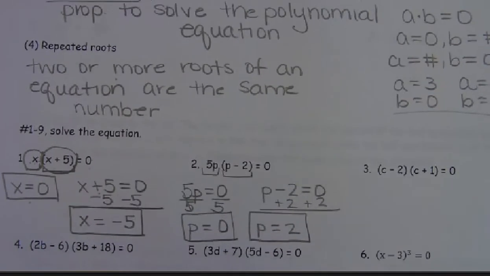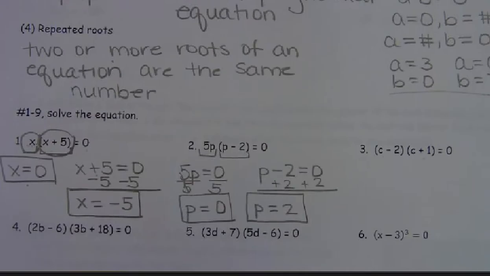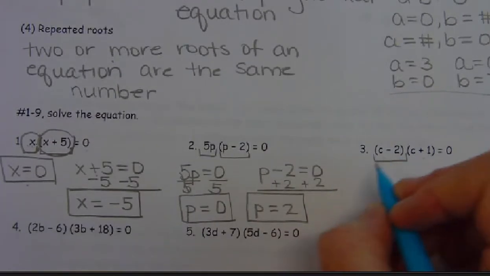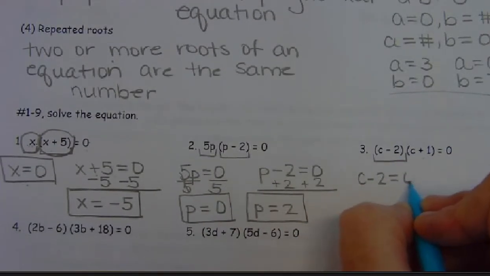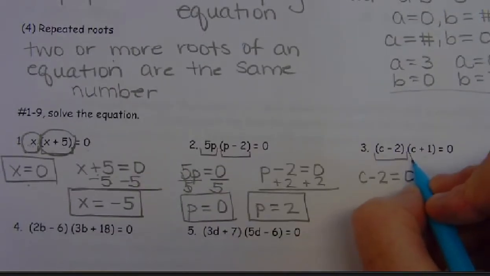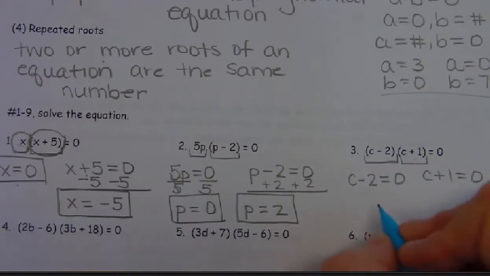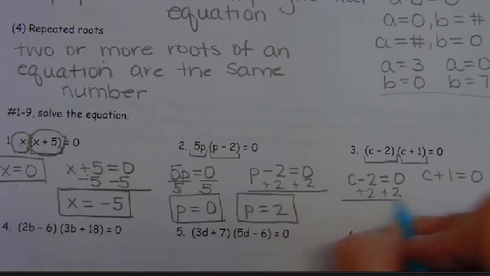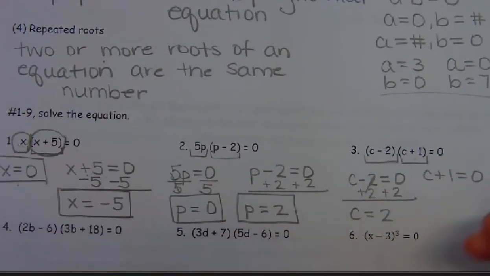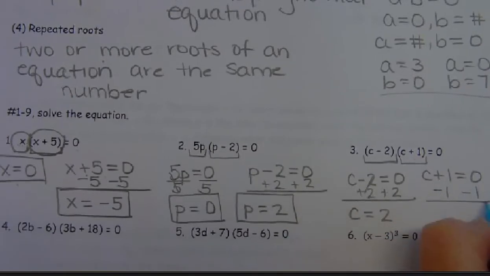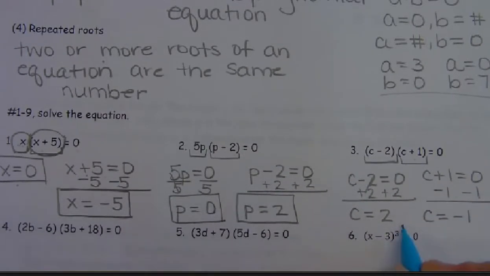So let's try another one. If you notice, these were monomials and binomials. Now I'm talking about a binomial and a binomial. I still do it the same way. I take my first piece out front there, set that equal to 0, and then I take my other piece and set that equal to 0. I add 2, and I get c equal to 2. I subtract 1, I get c equal to -1, and those are my two roots or zeros or solutions.